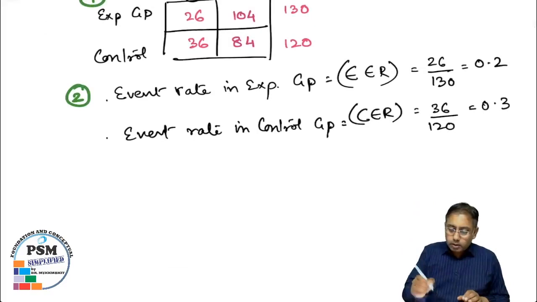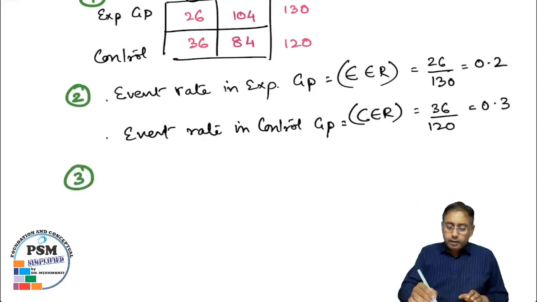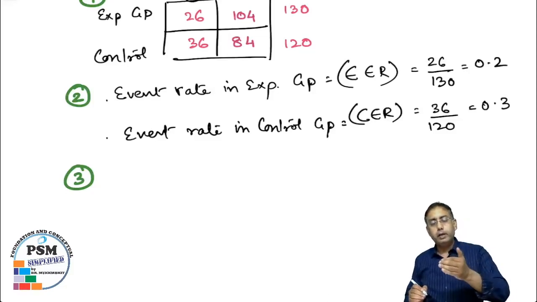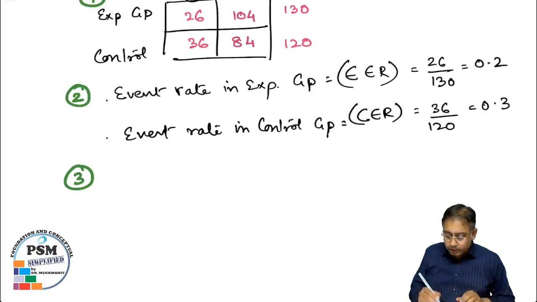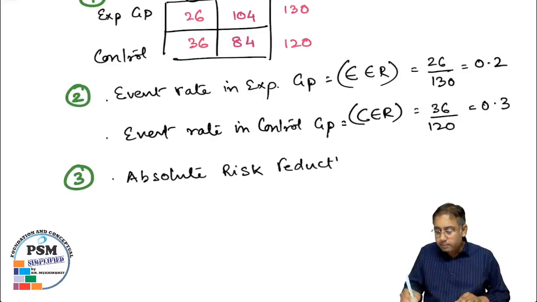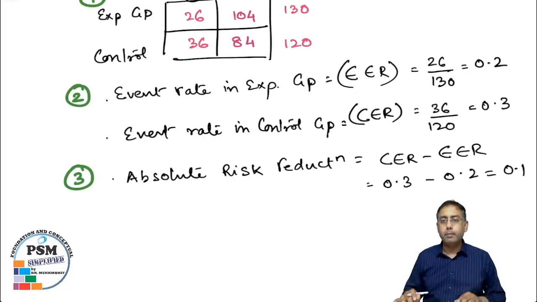So step number 3 is to calculate the number needed to treat. The number needed to treat is given by the formula 1 divided by the absolute risk reduction. So let me first calculate the absolute risk reduction. Absolute risk reduction is given by the formula CER minus EER. That is 0.3 minus 0.2, that is 0.1.